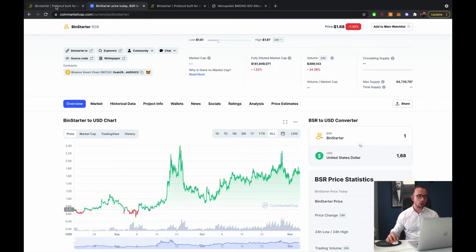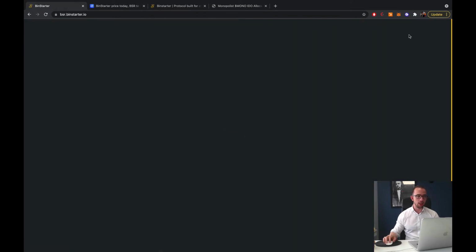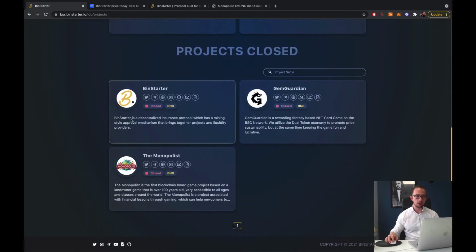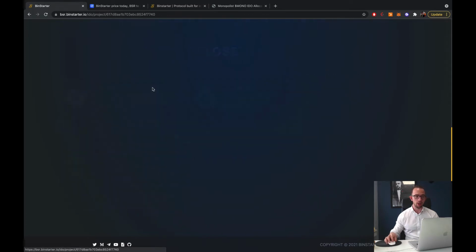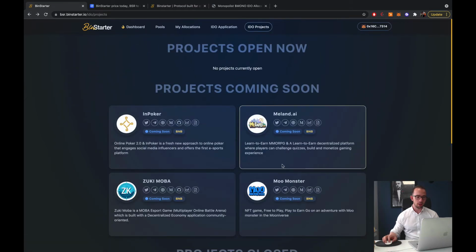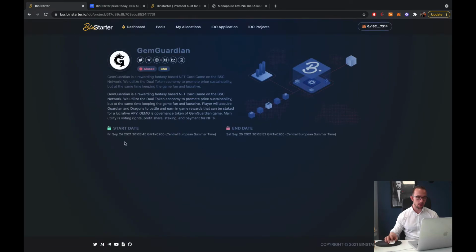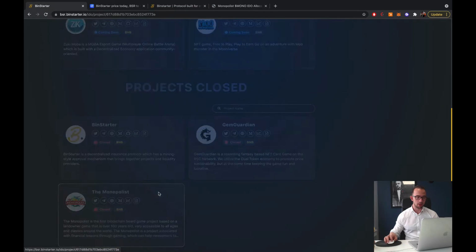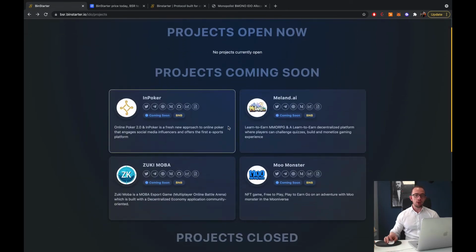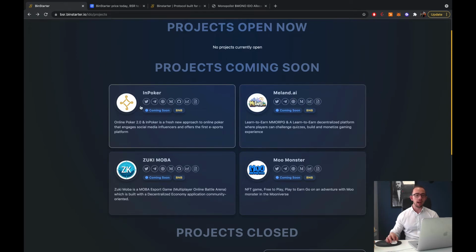If we go to the Binstarter app, so actually bsr.binstarter.io, and we look at their IDO projects, so far they have completed 3 projects, which were Binstarter itself, Gem Guardian, and the Monopolist, which I participated in earlier last week. So this was the 4th of August, this one was Gem Guardian, September 24th, and then Monopolist was October 31st, right? So last week. Now they have a lot more projects upcoming, which is great for the end of November and December.